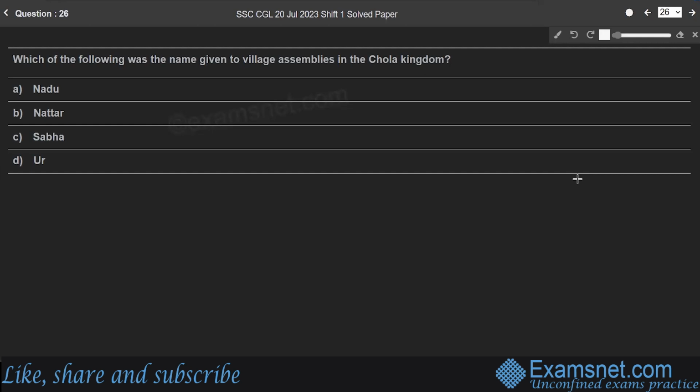Question 26. Which of the following was the name given to village assemblies in Chola Kingdom? So here, the Ur was the general assembly of the village in Chola, right? Option D is the right answer. So it was a general assembly of the village in Chola. So the Ur consisted of all the tax-paying residents of an ordinary Chola village.